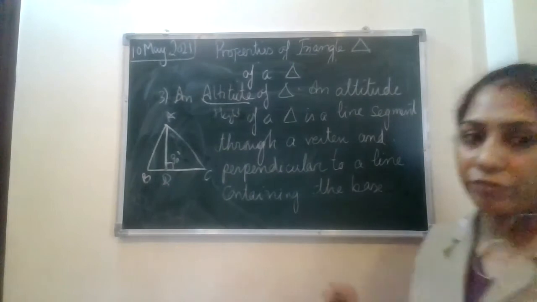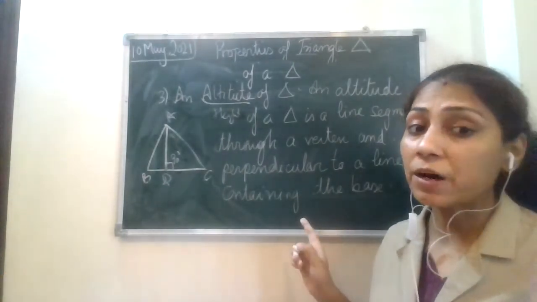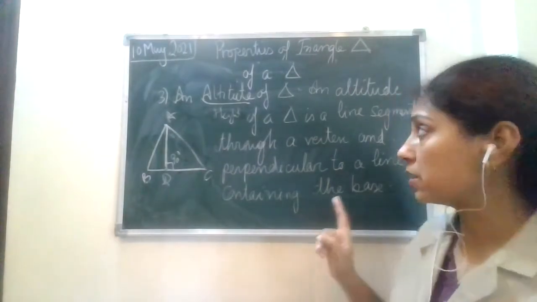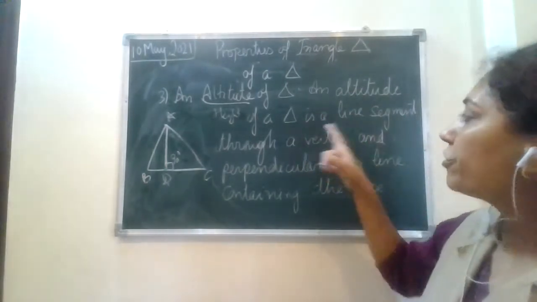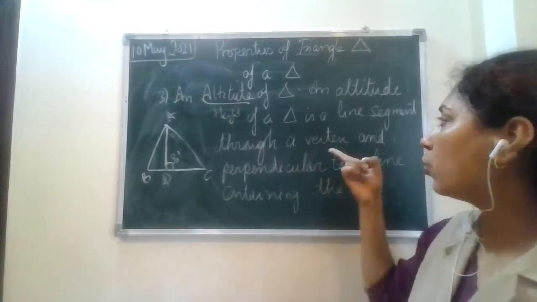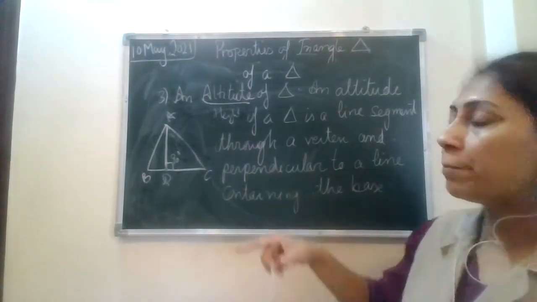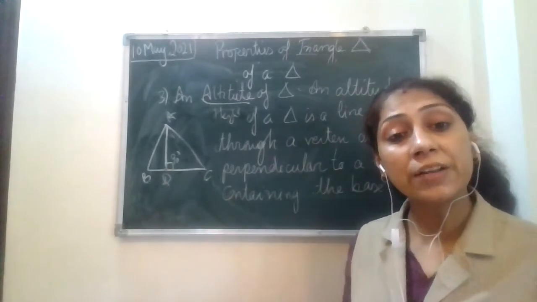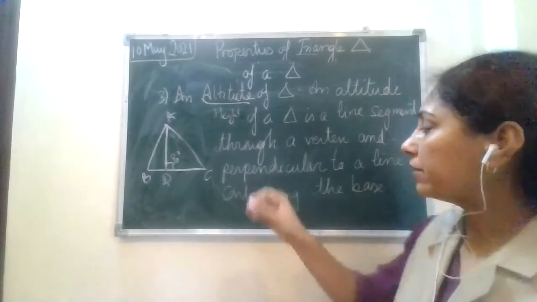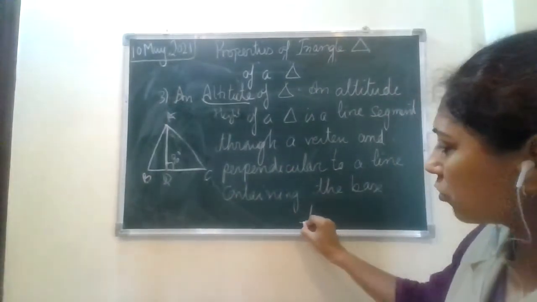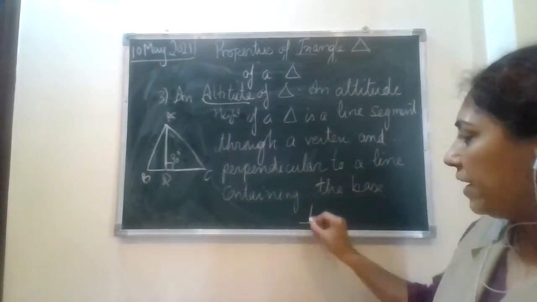Yes, try to understand the definition. An altitude of a triangle. Beta, I'm writing this definition because it may come in fill in the blanks form in 1 marker questions, right? So please be vigilant with all these things. An altitude of a triangle is a line segment through a vertex and perpendicular to a line containing the base. Perpendicular, you know, last year in construction, you were making 90 degrees, a straight angle. And the sign of perpendicular is this only, right?